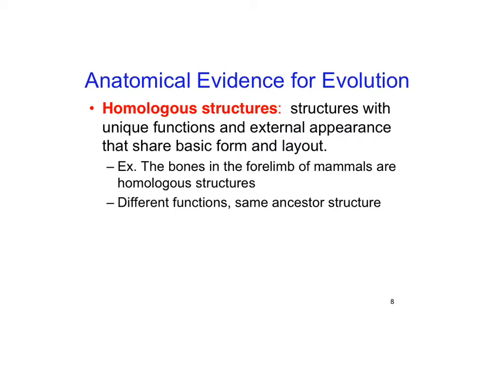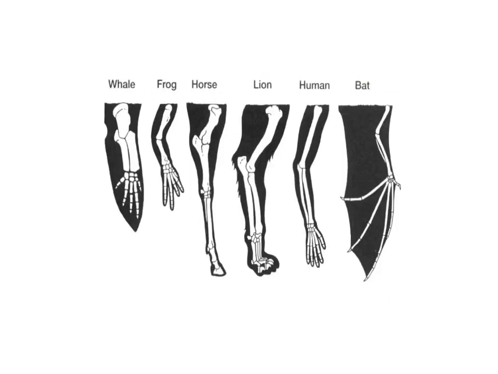One example of this is the bones that are in the forelimb of mammals. So if you look inside of an arm or a leg of a mammal, they have the same structure inside. So here's what I'm talking about. If we were to look at the limbs of bats, humans, lions, horses, frogs, and whales, we see basically the same structure. There's a large bone, there's two smaller bones, there's a clump, and then digits, or like fingers.